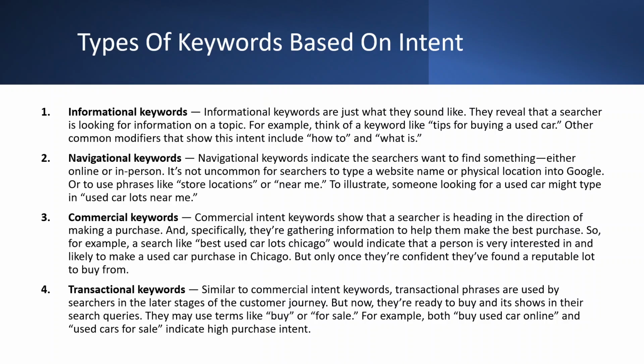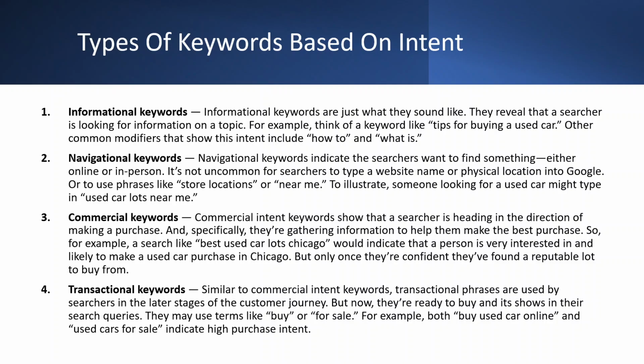Now the second is navigational keyword. Navigational keywords indicate that the searcher wants to find something. It can be online or in person. So basically it includes used car near me, it can be like second hand car near me.